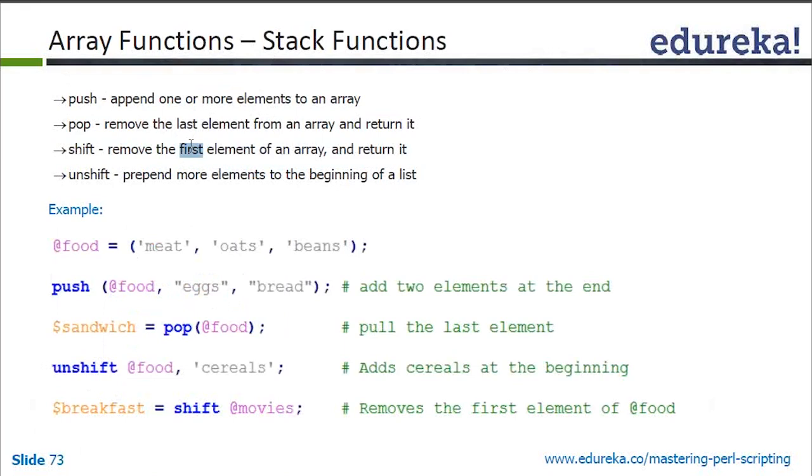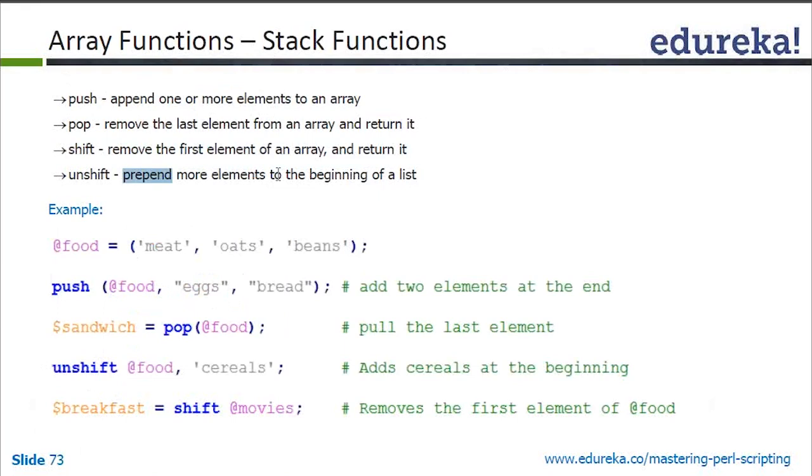So it is not possible in normal implementations in C, wherein you cannot remove the first element because it has gone to the lowest position. You can only remove the last elements, but Perl provides this shift functionality where the first element can also be removed using shift. And unshift prepends more elements to the beginning of the list.